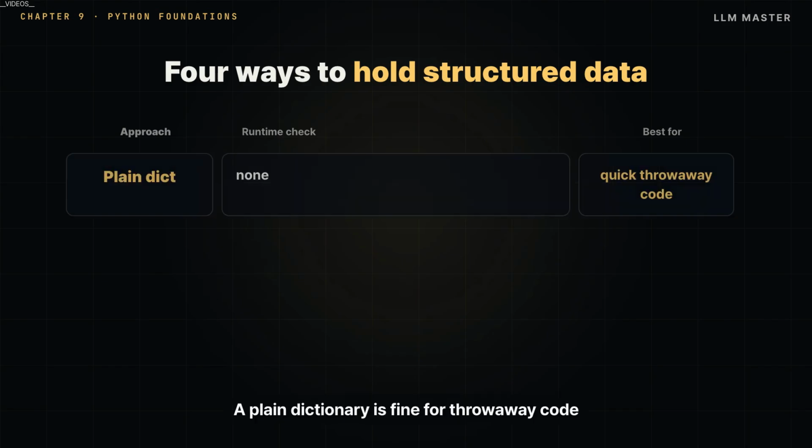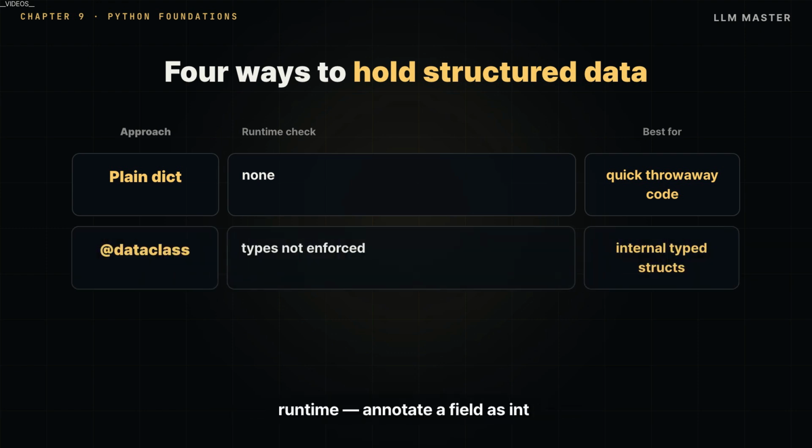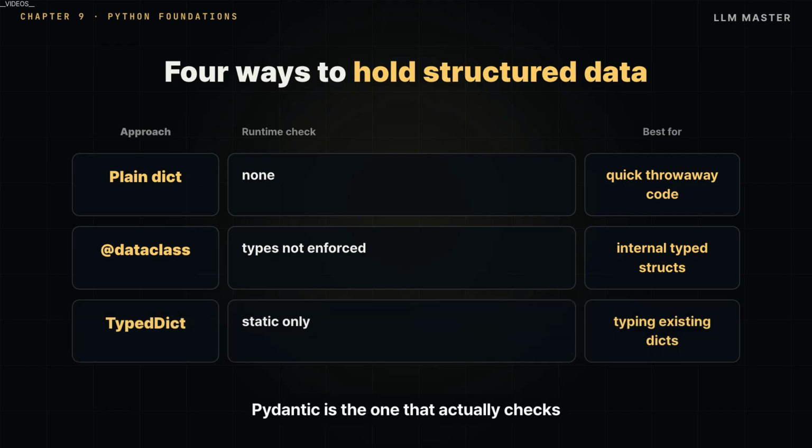A plain dictionary is fine for throwaway code, but it validates nothing, and a typo in a key fails silently. A dataclass gives you a clean structure with named fields, but Python does not enforce those types at runtime. Annotate a field as int, pass a string, and it sails right through. TypedDict just describes the shape of a dictionary for your type checker. Again, no runtime guarantee. Pydantic is the one that actually checks, and even coerces sensible values as they come in. The string 5 becomes the integer 5, where that's reasonable, and nonsense is rejected.